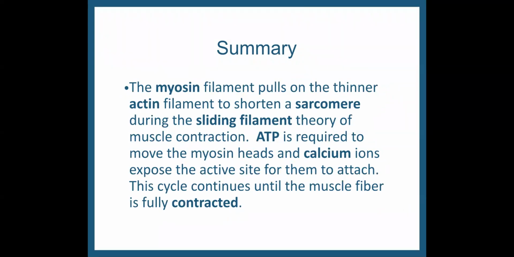So to sum up, the myosin filament pulls on the thinner actin filament to shorten a sarcomere during the sliding filament theory of muscle contraction. ATP is required to move the myosin heads, and calcium ions expose the active site for them to attach. And this cycle continues until the muscle fiber is fully contracted.